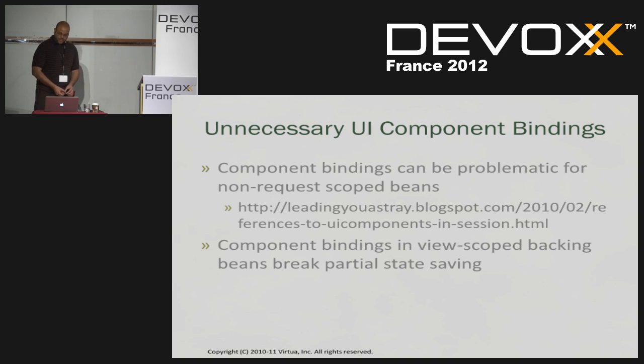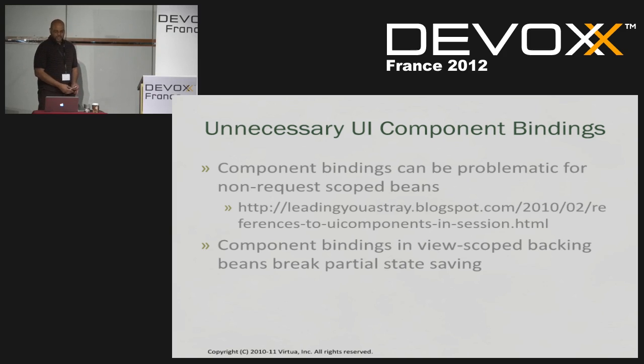There is also an issue with component bindings in view-scoped backing beans. Has anyone run into this before? Okay, so a couple of you had. View scope is probably one of the best things in JSF2, right? So for any backing bean, or any page, which is an AJAX page, view scope makes perfect sense. You want your backing bean to be there for the lifetime of that page, and after they go to another page, you don't care about the backing bean anymore, right?